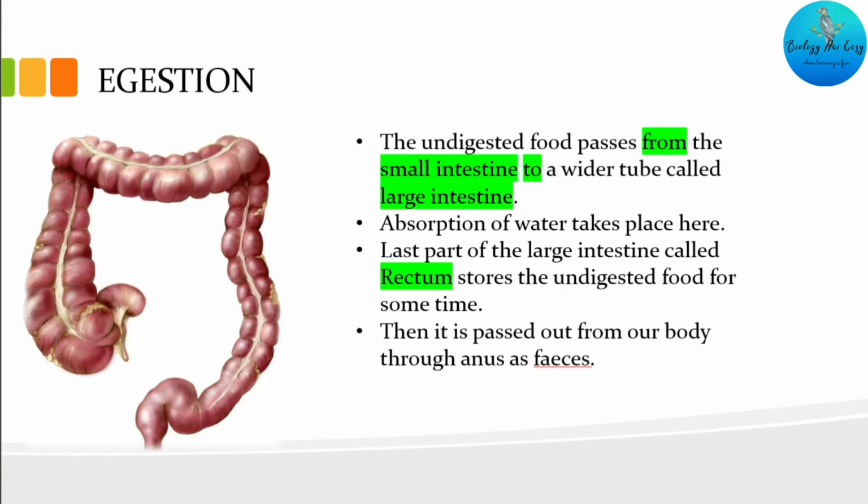The undigested food passes from the small intestine into a wider tube called large intestine. It is called large intestine because it is quite a wide tube. The walls of large intestine absorb most of the water from the undigested food. The last part of the large intestine, called rectum, stores this undigested food for some time and it is passed out from our body through anus as feces when we feel the urge to do so.